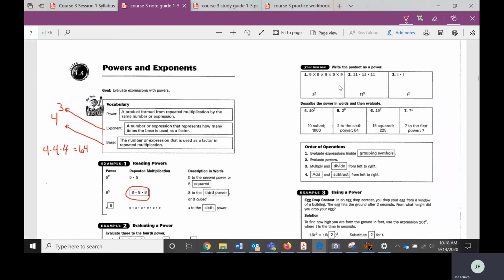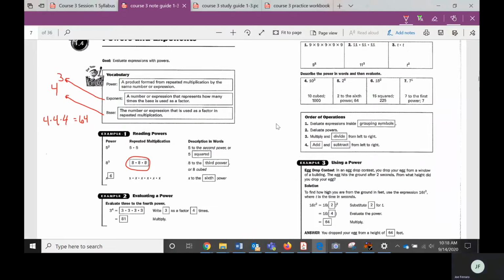Here are just some problems you could see. They give you a repeated multiplication, and you need to write it as a power. So there's 5 9s here, so that's 9 to the 5th. Remember, the base is the number that is being multiplied. This is 11 to the 3rd. Even with variables, no different: t to the 2nd.